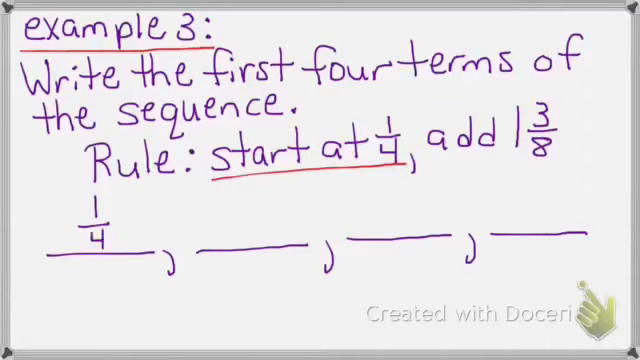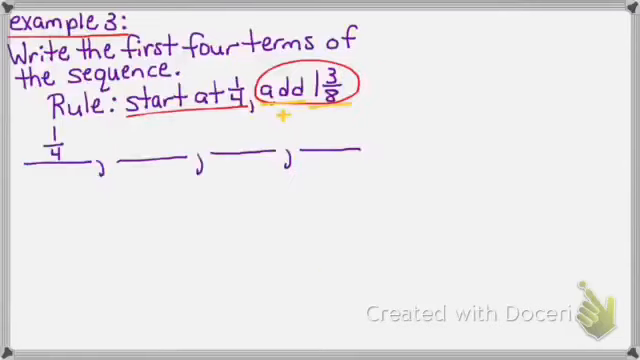I start at 1/4. Then it tells me what the rule is. And I have 2 parts of this rule here. It tells me that I will add, which is a plus sign, 1 3/8. Let's move to another piece of paper to have some more room.